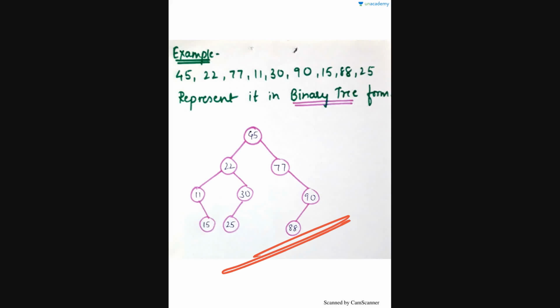And further, there are many types of tree like B tree, B plus tree, AVL tree, red black tree, binary search tree, everything like that I'll be teaching you all in the upcoming videos.